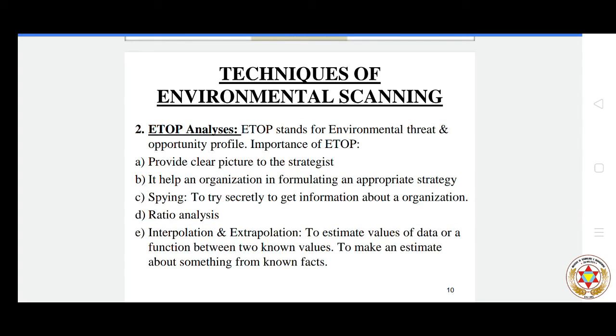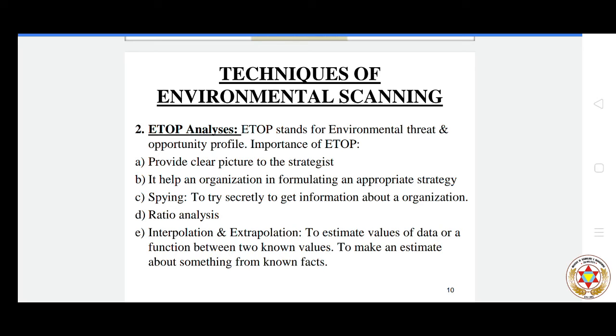The second technique of environmental scanning is ETOP, which stands for Environmental Threat and Opportunities Profile, which is important. It provides a picture of the sectors and the factors in these sectors which may have a favorable impact on the organization. It helps an organization in formulating appropriate strategies to take advantage of opportunities and counter threats to the business.